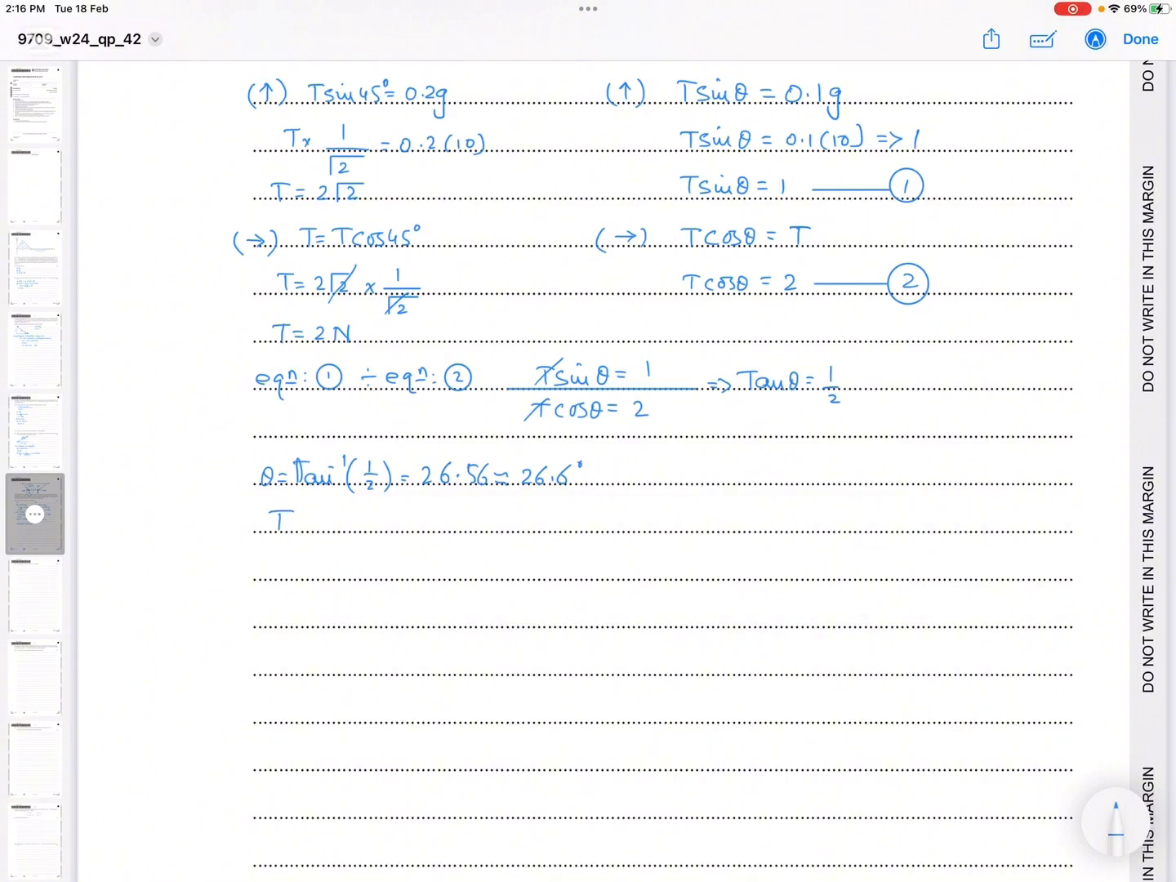So T sine theta is equal to 1. So T is equal to 1 over sine theta. So T is equal to 1 over sine of 26.56, which gives us 2.24 Newton. This would be our answer for this part.